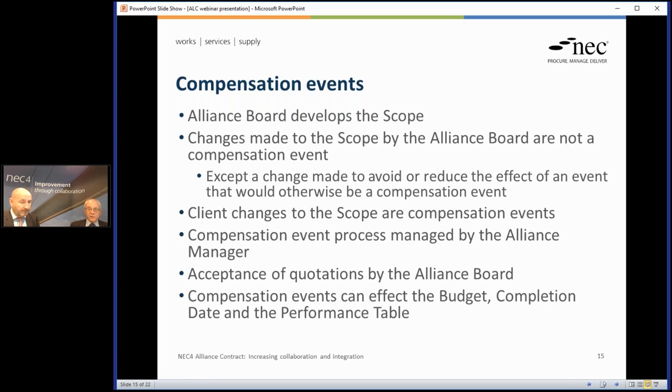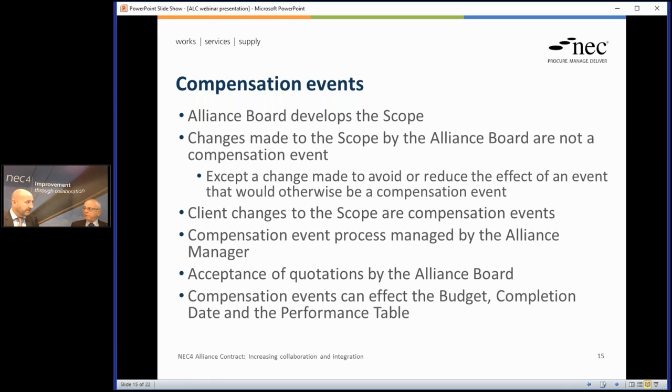Okay. So you deal with those changes by changing what, the performance table? Well, it can make changes to the performance table, it could increase the budget or reduce the budget if work's being removed, and then it can also change the completion date. So it's time, it's cost, and to an extent, not so much quality, but objectives around performance in the performance table.